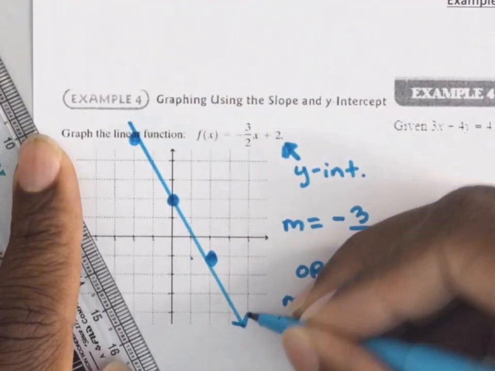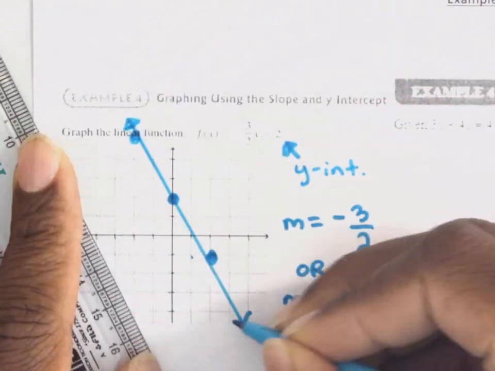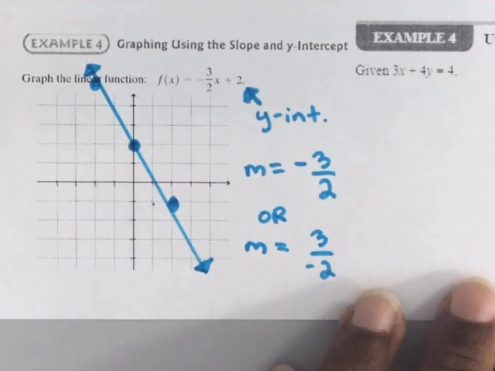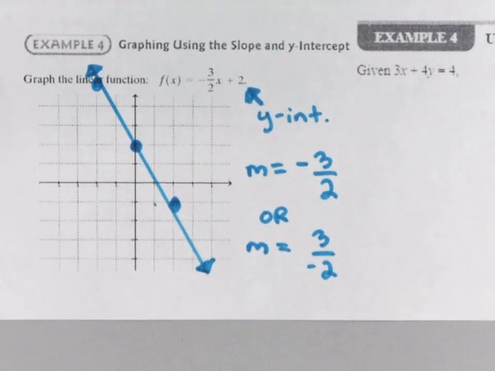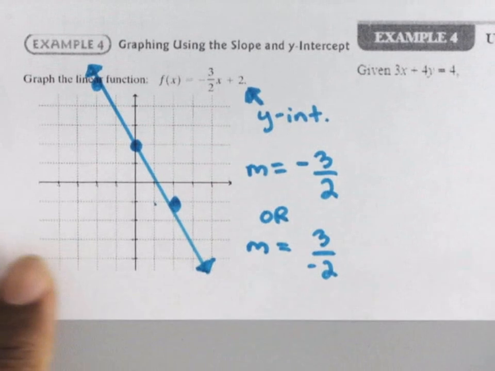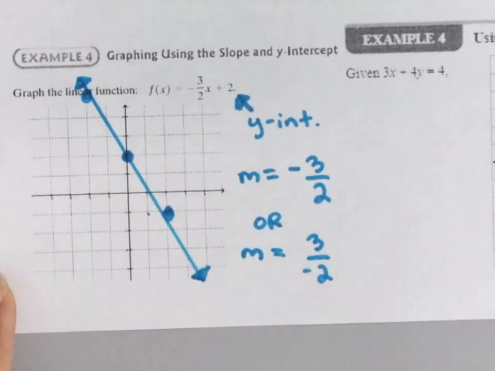Draw through the points. Just like that, I got my linear graph. So you get it in slope-intercept form. Just find the y-intercept, use the slope to get to the next point. 2 points is all you need, and you're good to go. We got any questions?